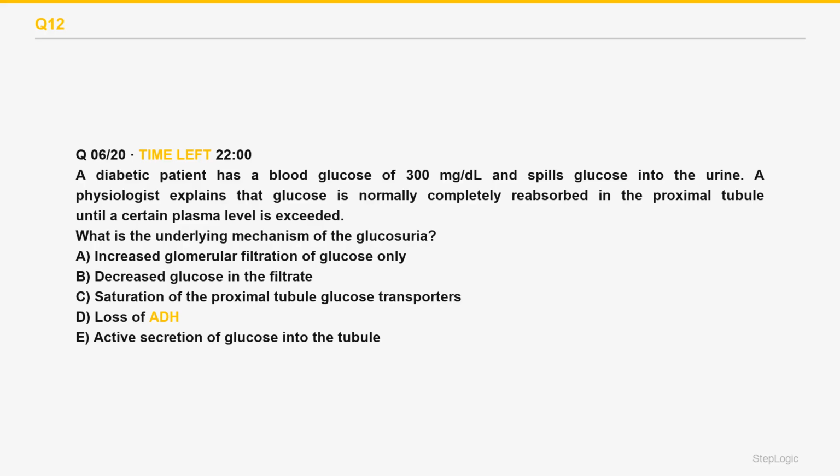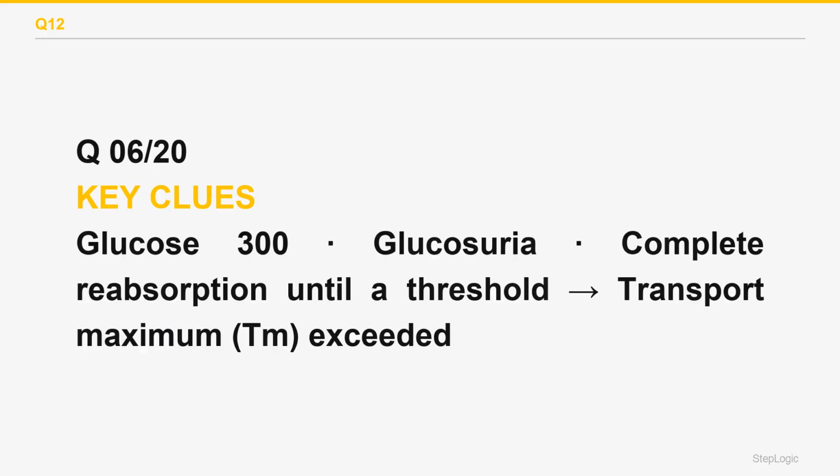Read the command: mechanism of glucosuria. Hyperglycemia exceeding the threshold, glucose in urine, saturation of proximal tubule glucose transporters, DM, threshold exceeded.